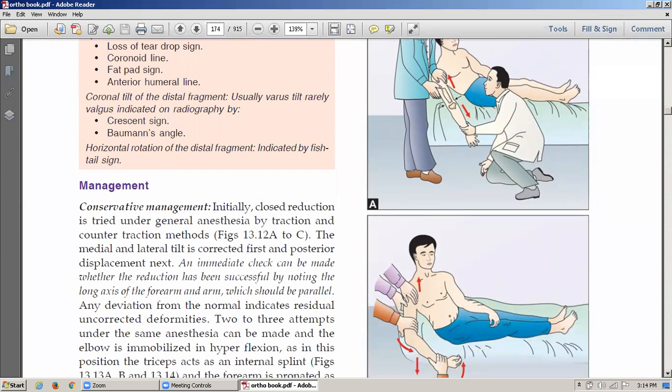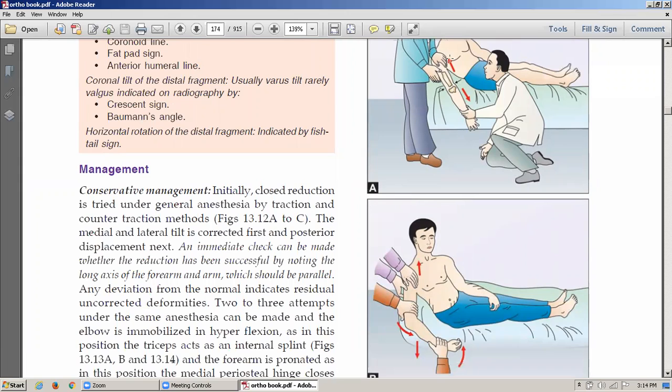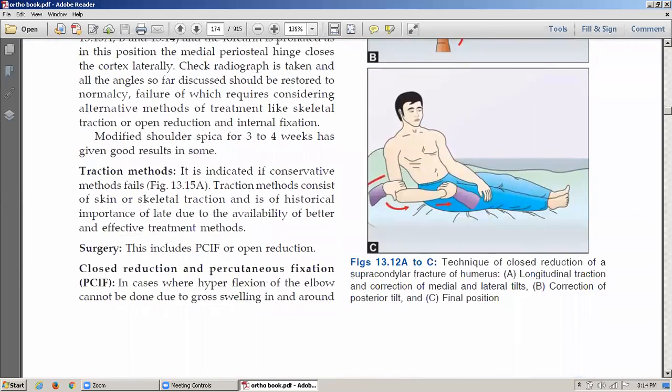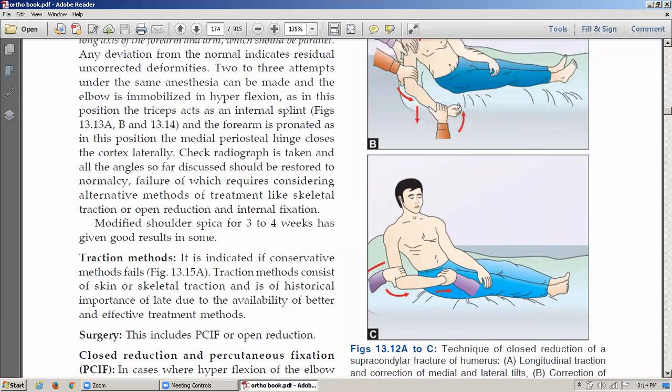So this is a diagram of how the closed reduction is done when there is a fracture of the humerus. This is the technique of closed reduction of the supracondylar fracture of the humerus. This is C, the final position for the closed reduction. B is the correction. Here the correction is done by the posterior tilt.